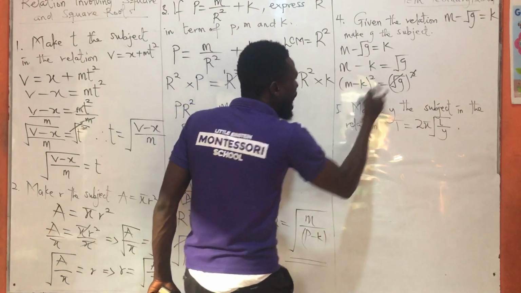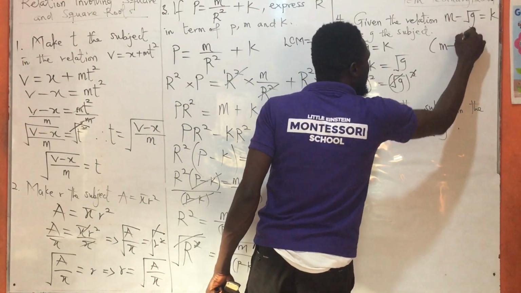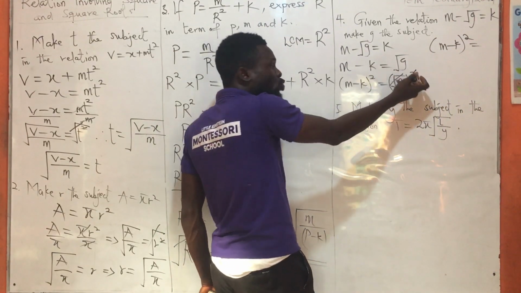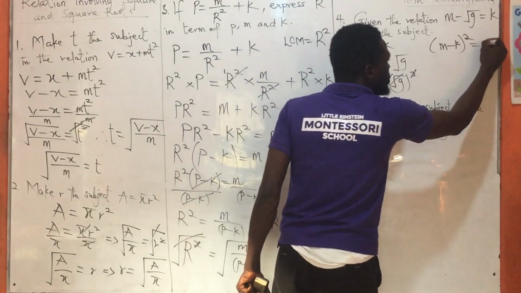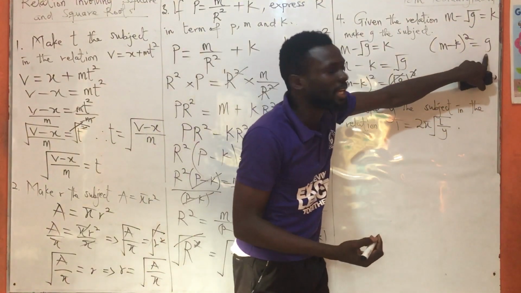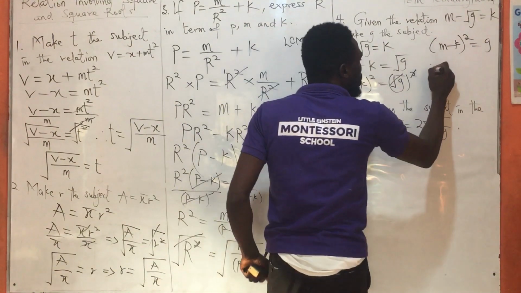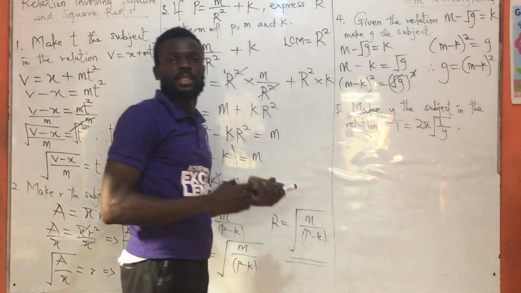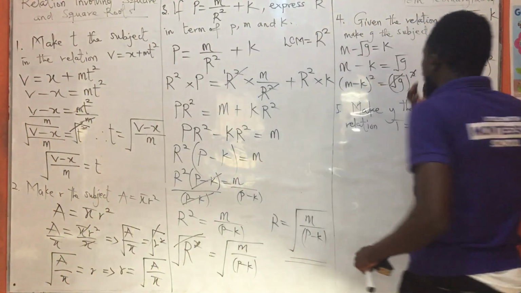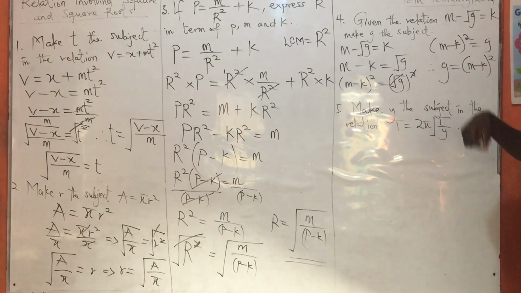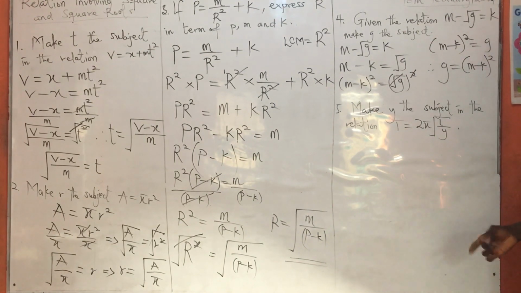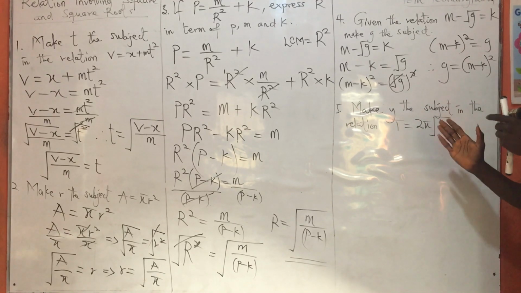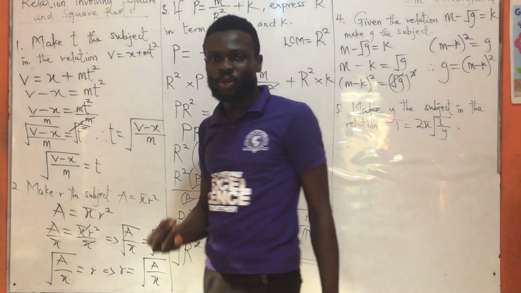So now you have the bracket of m minus k all squared is equal to, the square has been able to cancel the square root. What do you have? You have g. Now, what is g? It is the subject. So therefore, g being the subject is m minus k all squared. And so you should know that once you are able to make the variable you want the subject, and that variable is in a square root, just introduce a square. Then you are good to go.